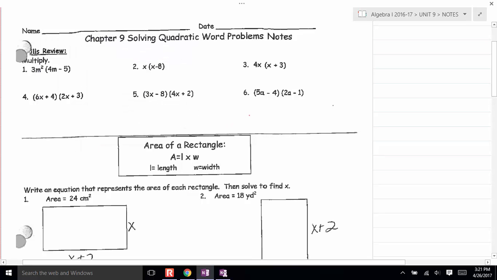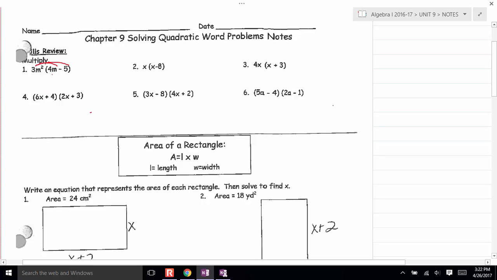Okay, we're going to go over some word problems using the techniques we've talked about for solving quadratic equations. Before we get into that, we're going to do a couple of review problems that deal with simplifying some expressions here. So on number 1, if you're given 3m squared times the quantity 4m minus 5, you want to distribute your 3m squared to both the 4m and the 5.